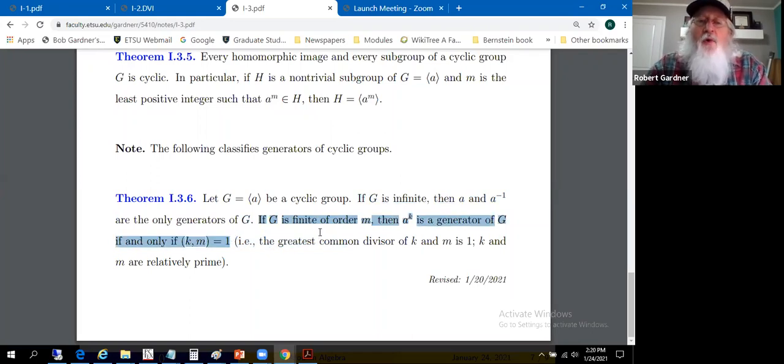If I were looking for generators of, say, Z6, what generates Z6? 0 bar doesn't generate anything but a trivial group. 1 bar does. 2 bar doesn't. In Z6, 2 bar will generate 2 bar, 4 bar, and 0 bar. Generates a group of order 3, not a group of order 6. 3 bar generates 3 bar and 0 bar, a subgroup of order 2. 4 bar generates 4 bar, 2 bar, and 0 bar. It's a group of order 3 again.